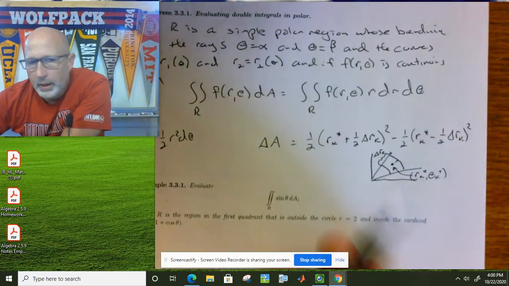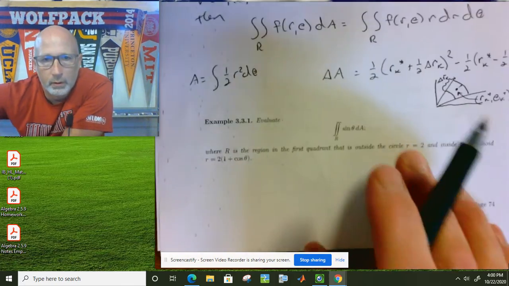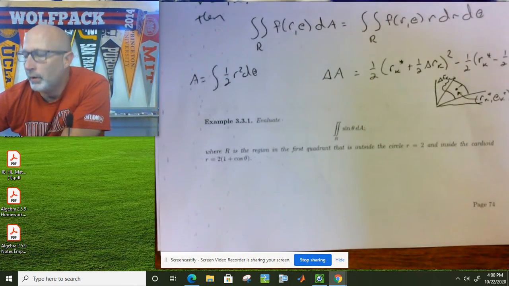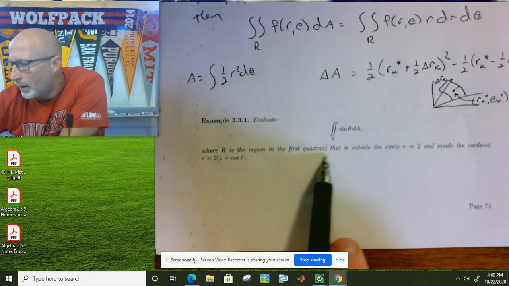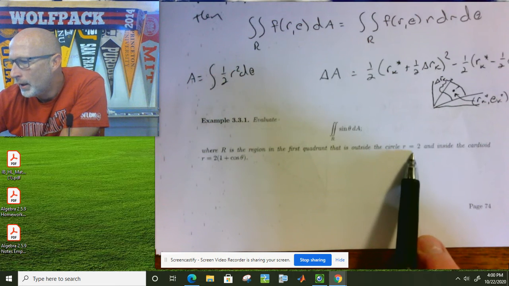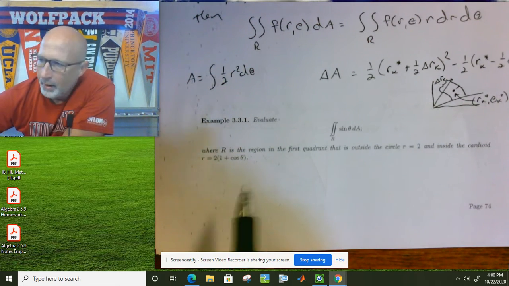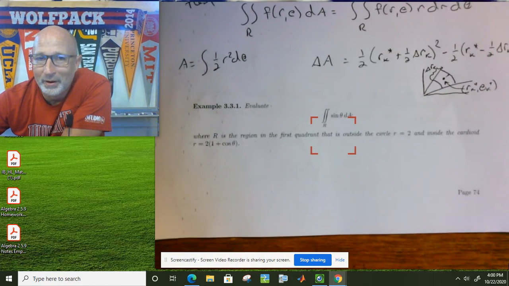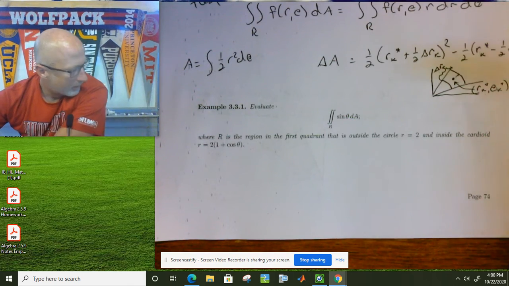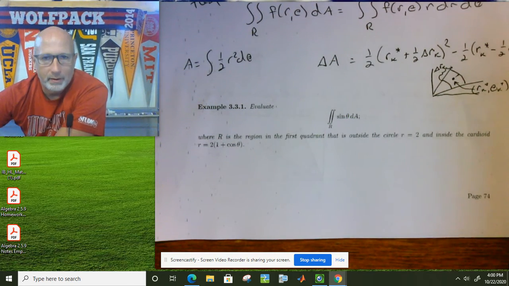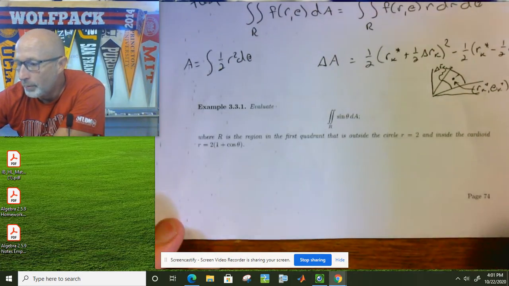Okay, so let's go to the example. The example we have here is the double integral of sine of theta dA, where R is the region in the first quadrant that is outside the circle r equals 2 and inside the cardioid r equals 2 times 1 plus cosine of theta. Now, I didn't set up a whole lot of room here, and it's my fault. I accidentally put this on this page and not the other page. So I'll probably just do a little bit of the setup, and then let you actually evaluate the integral by yourself.